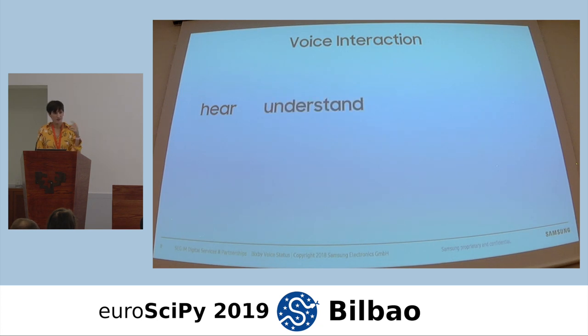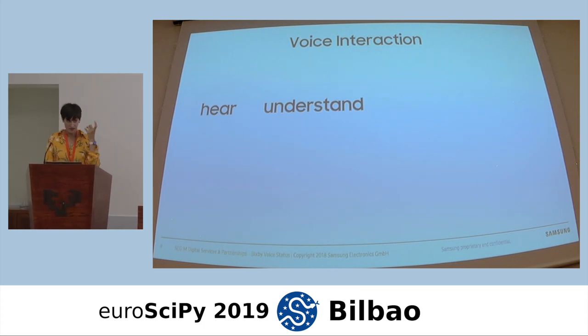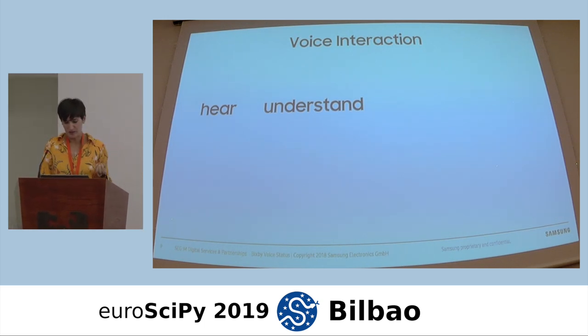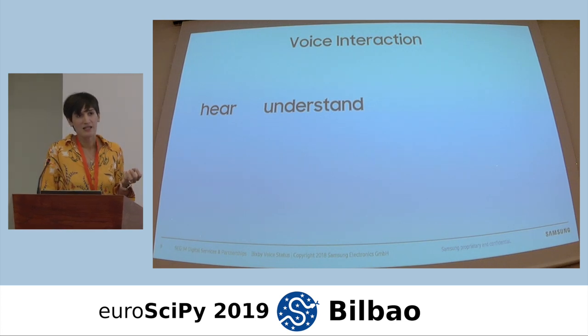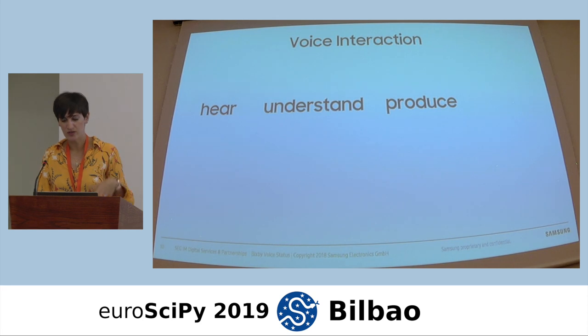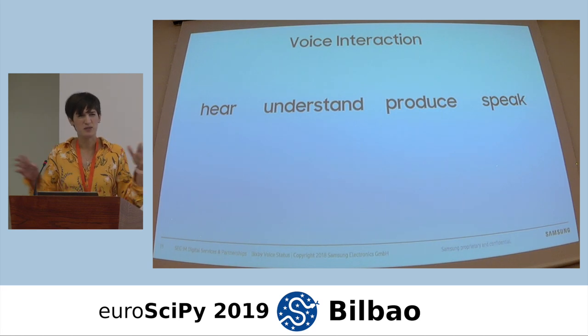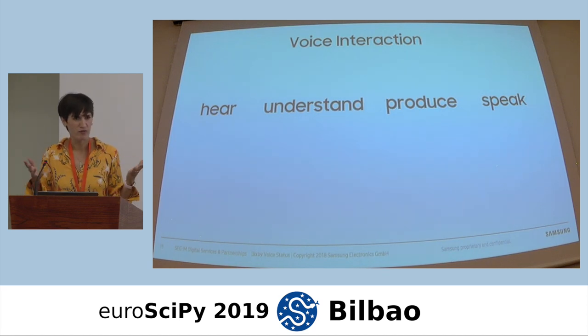Then we have to understand it. Notice here that hearing and understanding are not the same thing. I can listen to Chinese, but I will not understand a word. But actually, knowing the language implies understanding, extracting the meaning out of it. Then we have to prepare an answer to the query that we got. And then in the end, we have to utter the response. So that would be the pillars of human voice interaction.